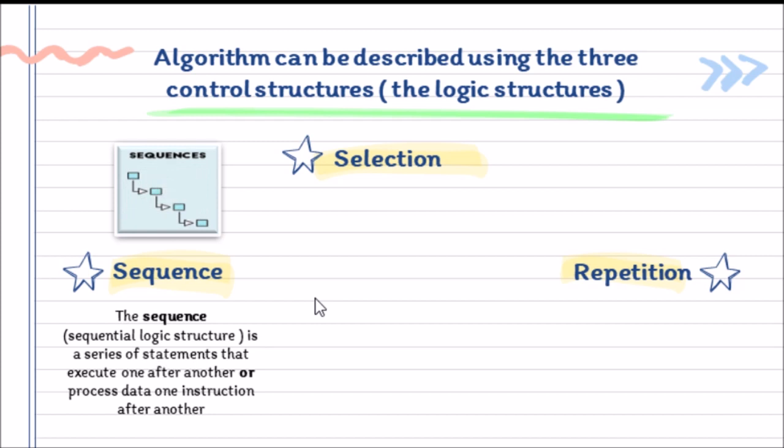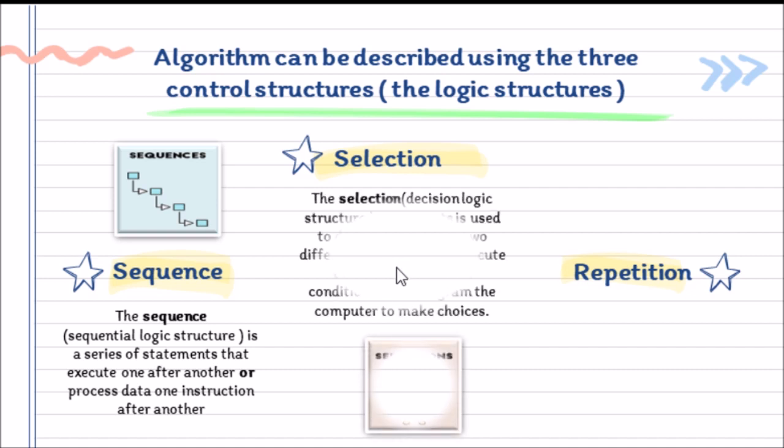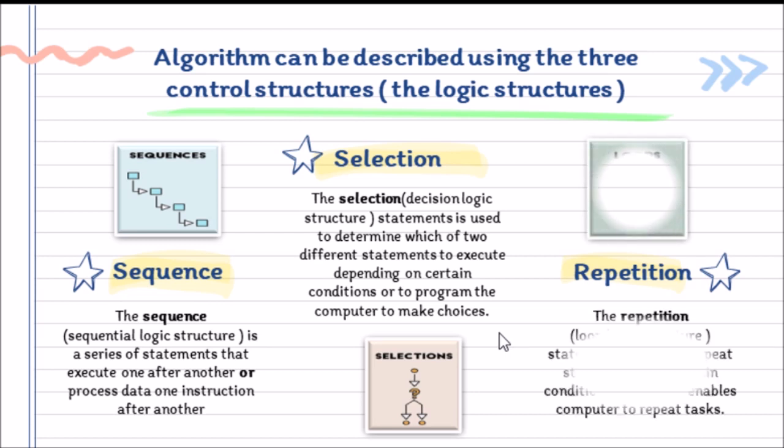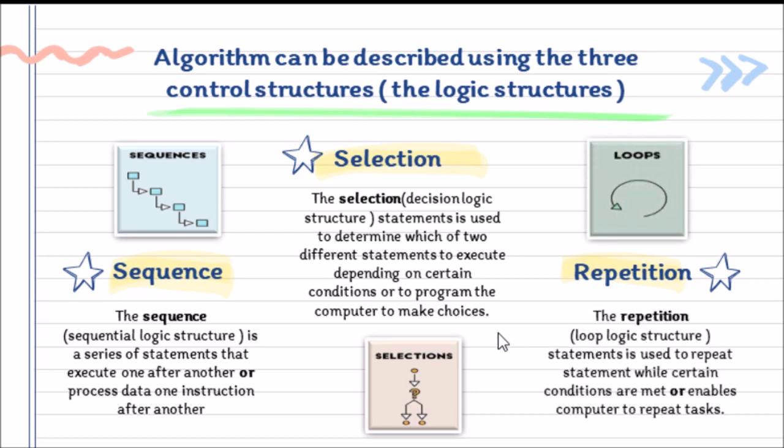Sequence or sequential logic structure is a series of statements that execute one after another or process data one instruction after another. The selection or decision logic structure statement is used to determine which of two different statements to execute depending on certain conditions or to program the computer to make choices. The repetition or loop logic structure statement is used to repeat statements while certain conditions are met or enables the computer to repeat tasks.